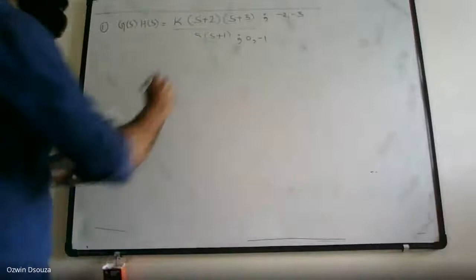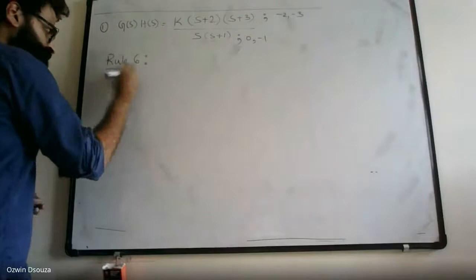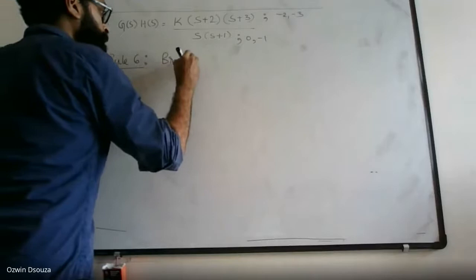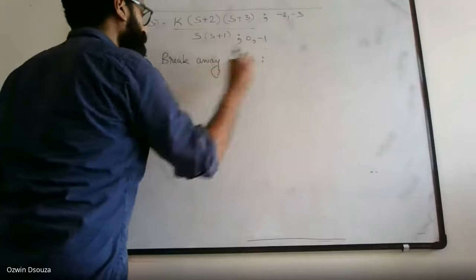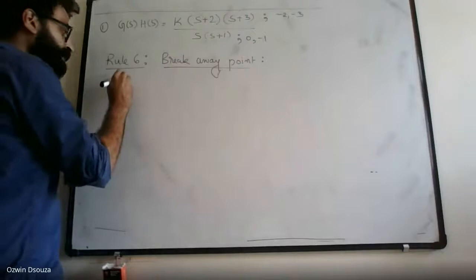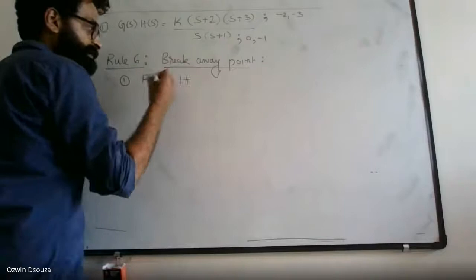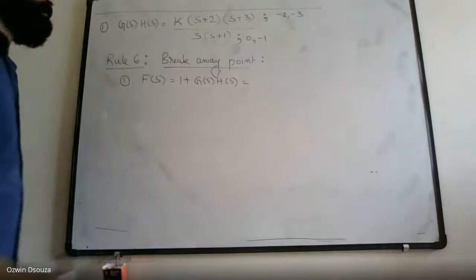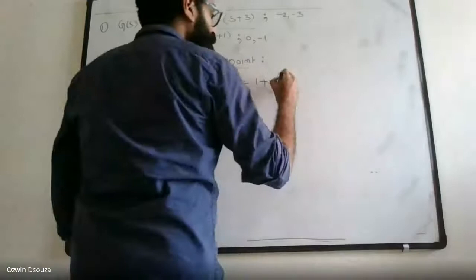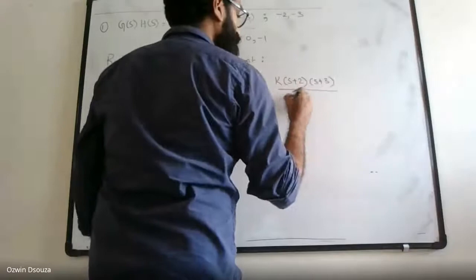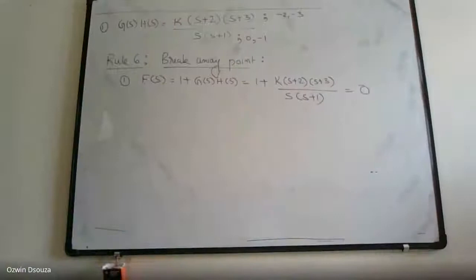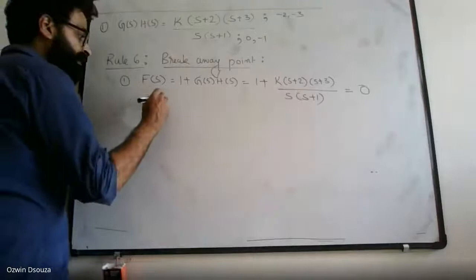Fine. Next you have rule 6. Okay. Rule 6 is about the breakaway point. It is a lengthy procedure you are supposed to follow. Now, how do you find the breakaway point? Step one is to find F of s. What is F of s? F of s is 1 plus G of s into H of s, which is equal to 1 plus K into (s plus 2) into (s plus 3) divided by s into (s plus 1), since G of s into H of s is already given. This is equal to 0, because the characteristic equation is always equated to 0 in order to get the roots of the characteristic equation. Okay, simplify and tell me what you get for F of s.